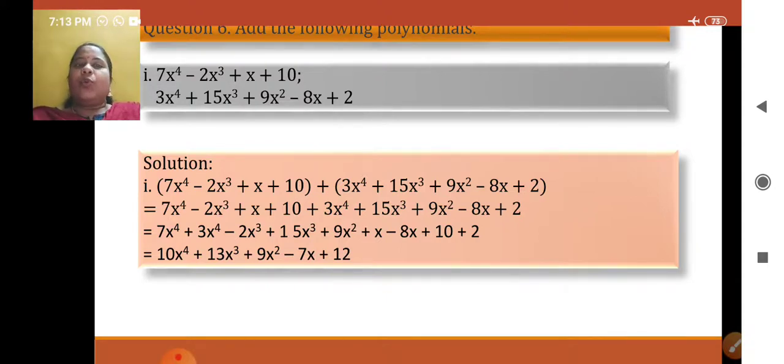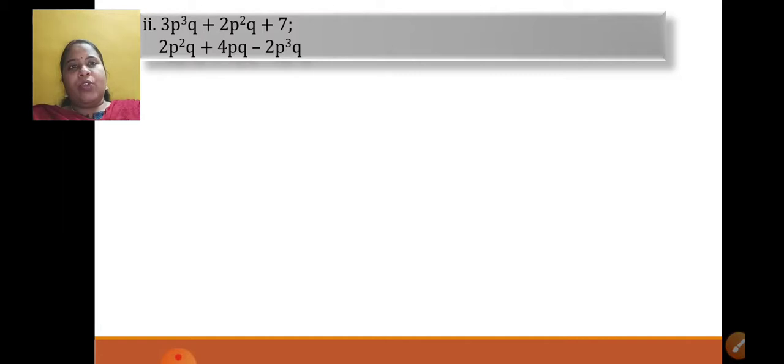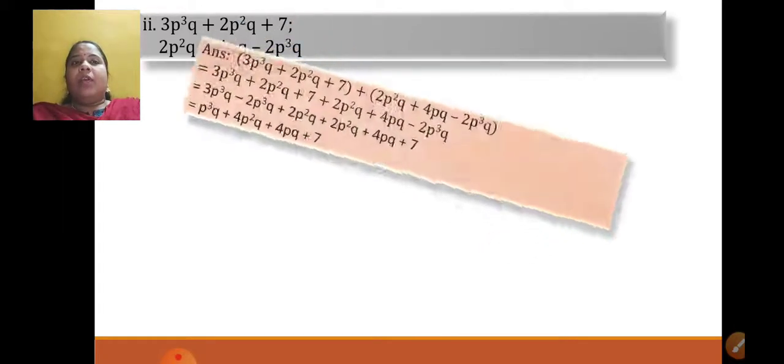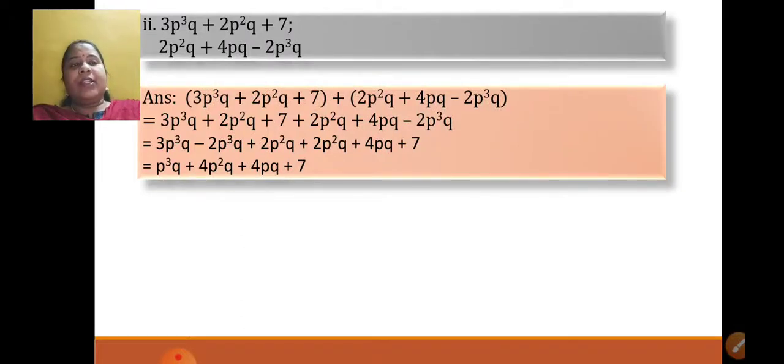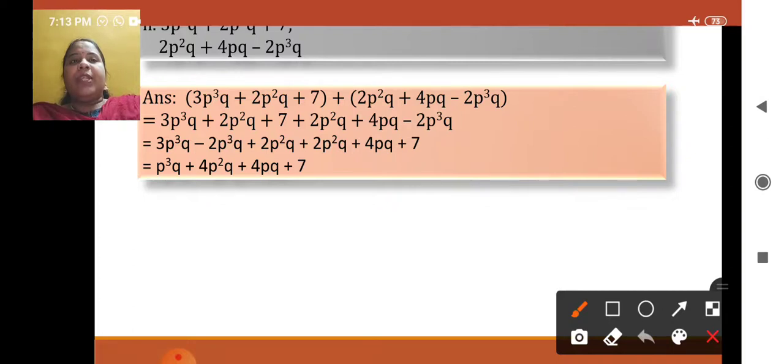Okay, so this way you can add polynomials, very easy. In the same way you will try the second question on your own. Write the question and add it. Since it is addition, I have already told you, signs will not change. This will be written as it is, removing the brackets and writing the entire question as it is. Then we will collect the like terms very carefully here.